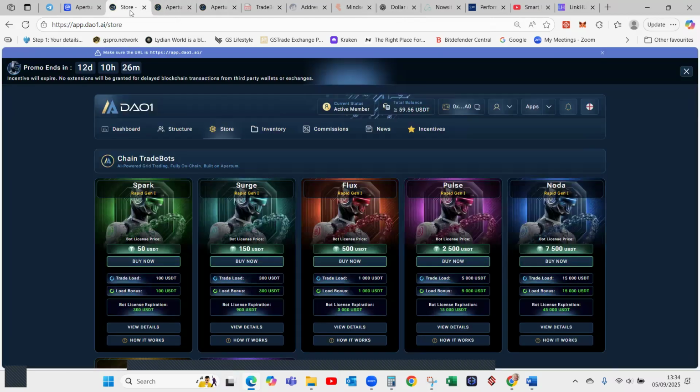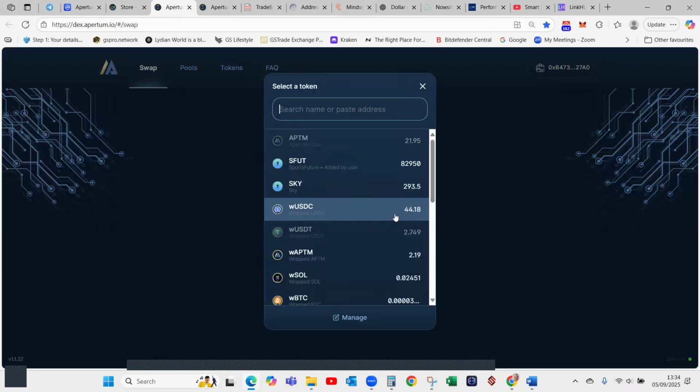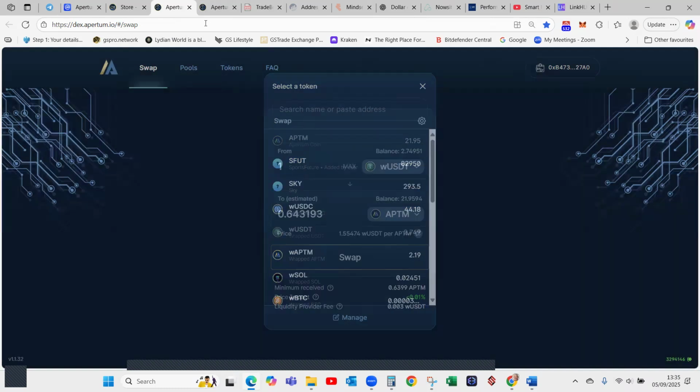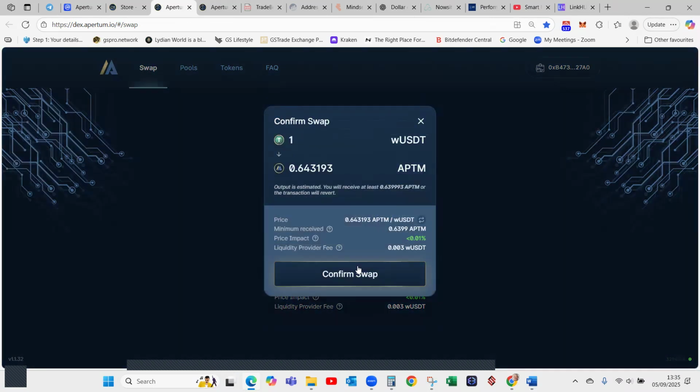So let's do it. Just as an example, I'll do one, and then I'll do another one. So I'm going to do one, and then I'm going to select Apertum, and I'm actually going to swap it. So let's do it. Just to swap it. So this is how you can use your USDT to get Apertum.